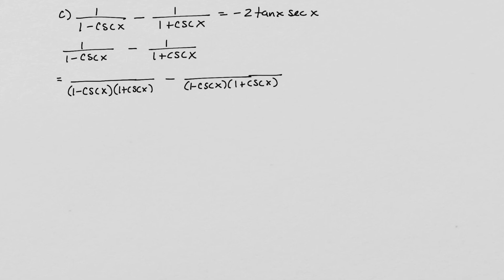If we look at my first fraction, I had a 1 minus cosecant x, and so I have that down here. The thing that I'm missing is the 1 plus cosecant x, so that's what I had to multiply the top by. So the top is going to be 1 times 1 plus cosecant x. And in my second fraction, the piece I was missing was the 1 minus cosecant x, so it's going to be minus 1 times 1 minus cosecant x.